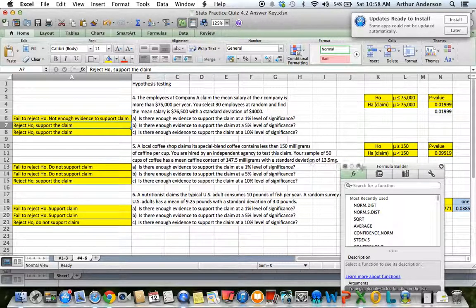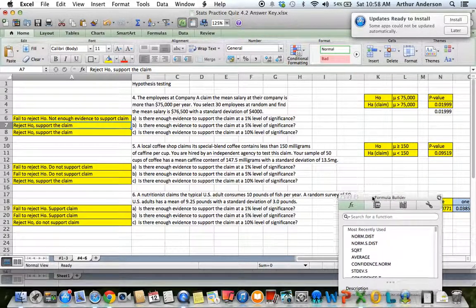Okay, for problem number 5, we have a left-tailed test because for the alternative hypothesis we have a less than symbol, so that indicates that it's going to be a left-tailed test. The problem states that a local coffee shop claims special blend coffee contains less than 150 milligrams of caffeine per cup. You are hired by an independent agency to test this claim. Your sample of 50 cups of coffee has a mean caffeine content of 147.5 milligrams with a standard deviation of 13.5 milligrams.